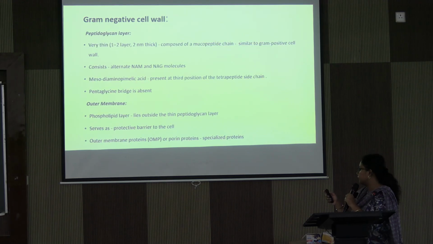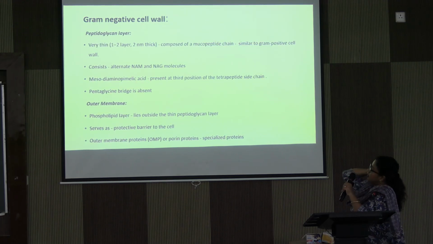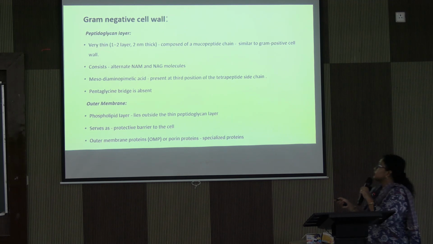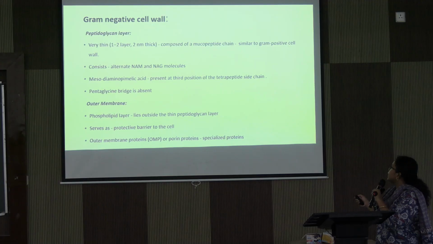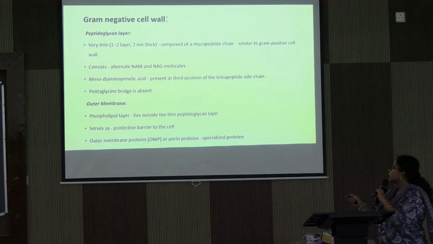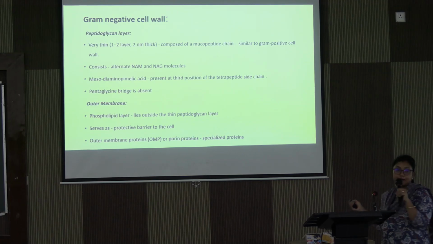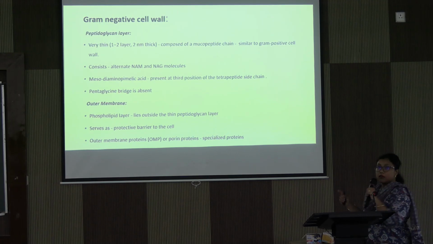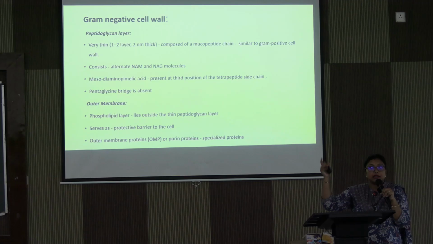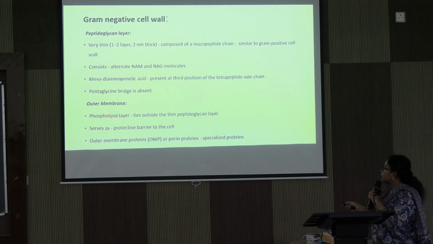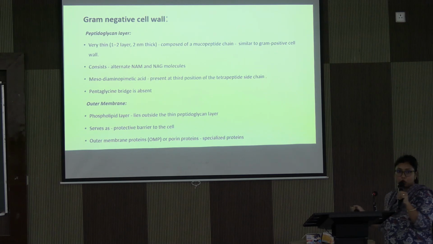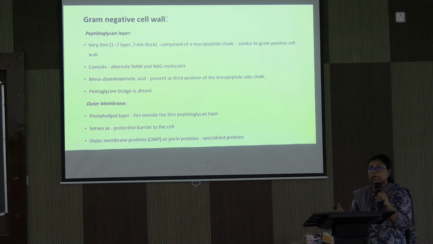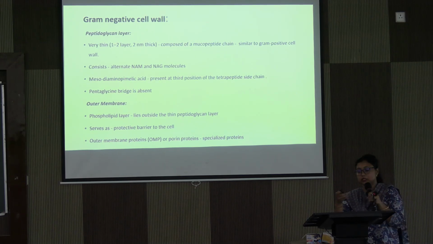At least write the name that the peptidoglycan layer is also present here, but very thin, only 1 to 2 layers. It is similar to gram-positive, but it is not cross-linked because pentaglycine bridges are absent. Then after that, what I told you, the outer membrane protein. It serves as a protective barrier and it contains some porin proteins. Again this helps in the transport of different substances.